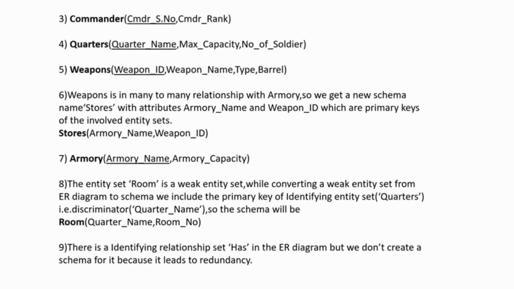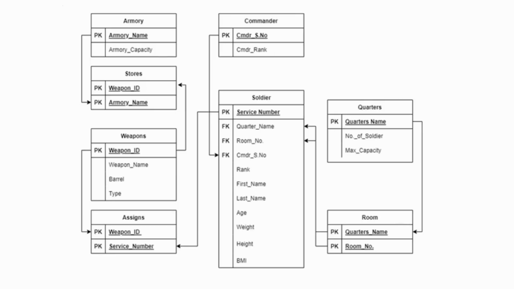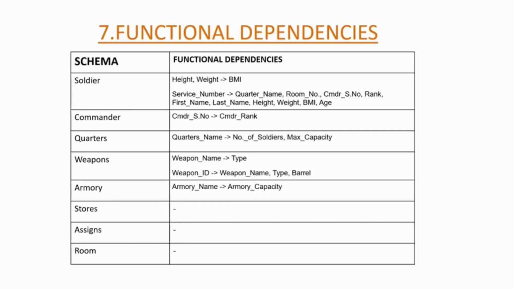The entity set room is a weak entity set. While converting a weak entity set from an ER diagram to a schema, we include the primary key of the identifying entity set quarters, that is, the discriminator quarter name. Finally, we will get this representation of all our schemas and their relationships. I want you to pause the video here and take a closer look at the various relationships these schemas are sharing with each other. Okay, let's move to the next topic, which is functional dependencies.